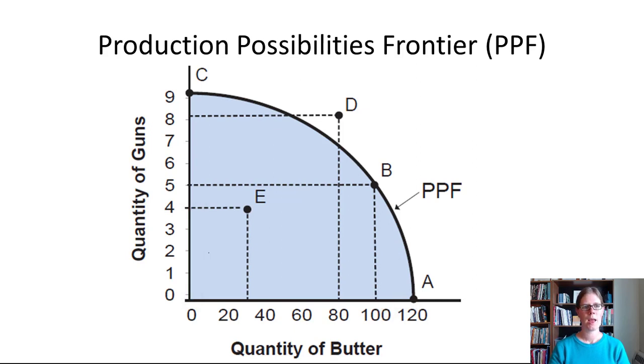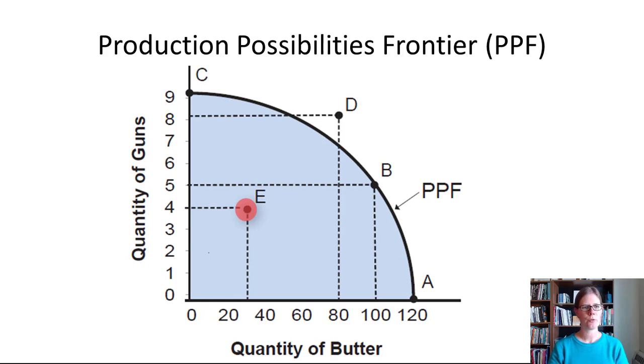give up. Any point outside the curve is a point that we can't produce at because we simply don't have enough resources. We could not possibly, in this example, produce 80 units of butter and 8 units of guns because we just don't have enough workers, land, natural resources, and so on to produce at that point. In other words, resources are scarce in relation to the goal of producing 80 units of butter and 8 units of guns. Any point inside the curve is the point where resources are being used inefficiently.